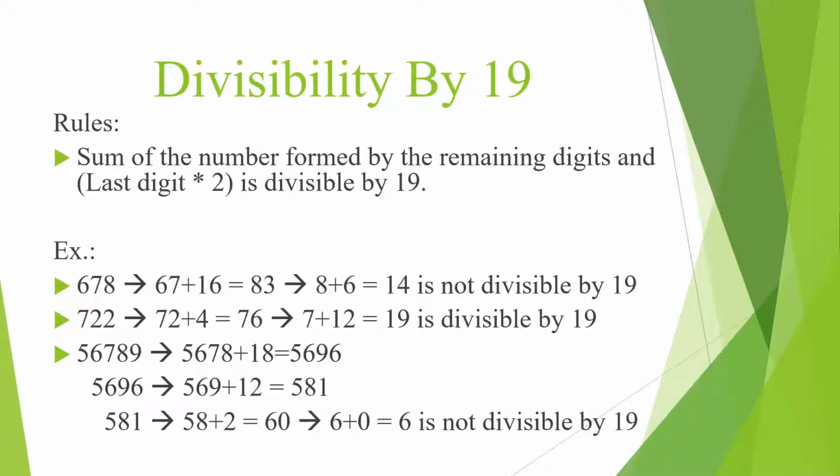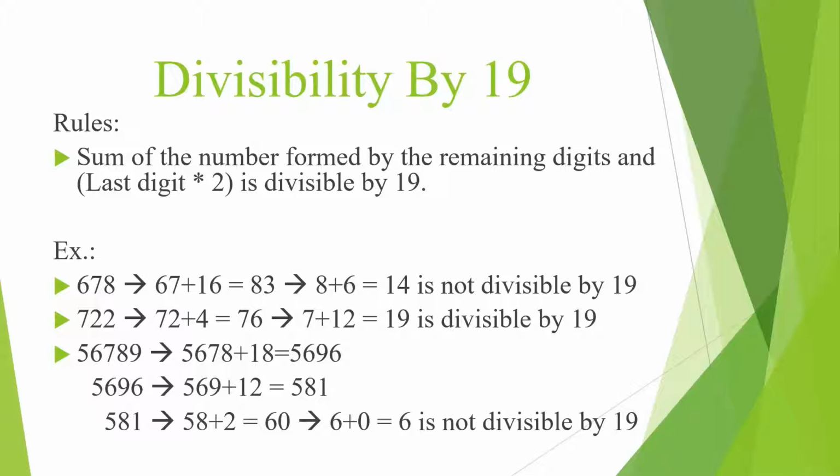Let us consider another big number, 56,789. Ignore the last digit, we will get 5,678 plus last digit into 2. 9 into 2 equal to 18. When we add it up, we will get 5,696. This is also a bigger number. Let us reduce it further. 5,696. Ignore the last digit, we will get 569 plus last digit into 2. 6 into 2 equal to 12. 569 plus 12 equal to 581.